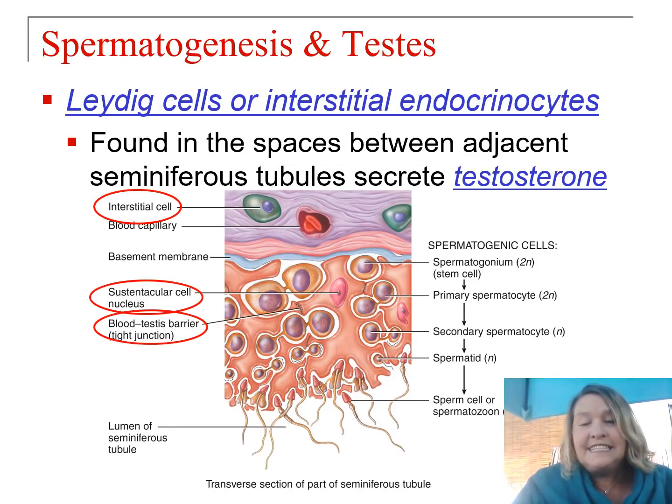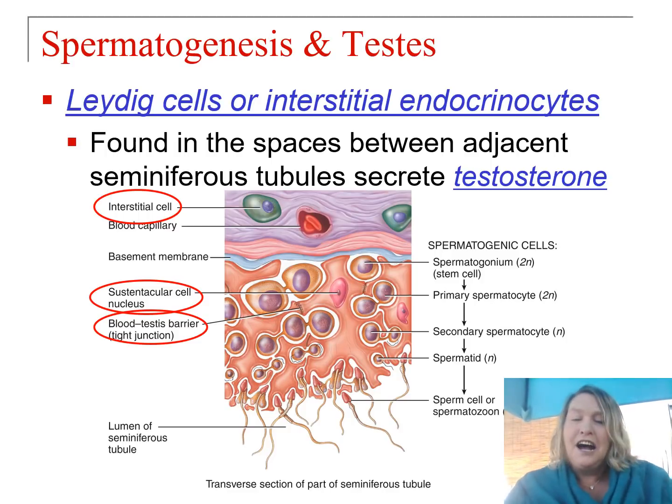All right, Leydig cells. We'll call them interstitial endocrinocytes. I learned them as Leydig, so forgive me for calling them that. They're found in the spaces between adjacent seminiferous tubules, and their main job is secretion of testosterone.